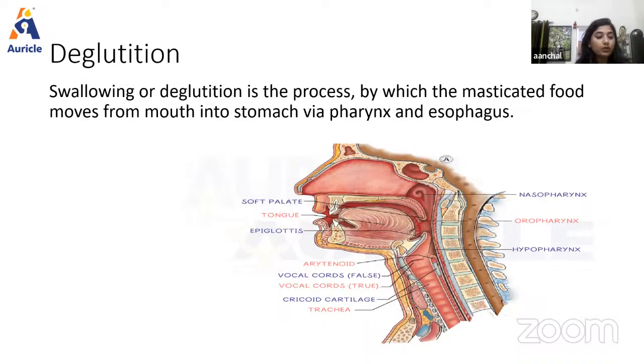Then talking about today's topic, that we have deglutition. As we have discussed, deglutition is also known as swallowing. So basically it is the process by which the food is masticated and moved from mouth into stomach through two structures. The first we have pharynx and the second we have esophagus. In the diagram, as we can see, in the mouth we have soft palate, tongue, then hard palate, hyoid and epiglottis, and these structures we are going to discuss in further slides.